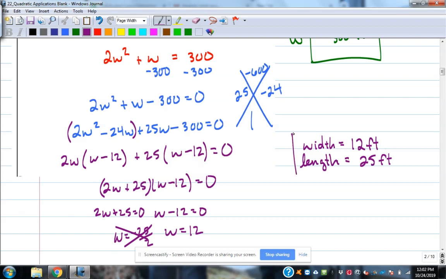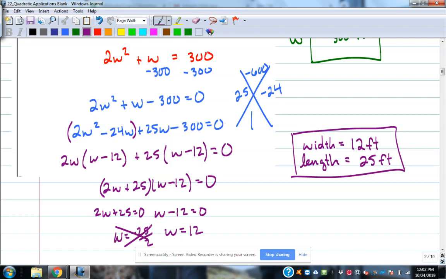And again, I can check that because we're in the context of a rectangle. We know the original rectangle had an area of 300. What's 25 times 12? 300. That's what that means. I found the right dimensions there. Okay. Not too bad. Pretty easy. Questions about number 2?